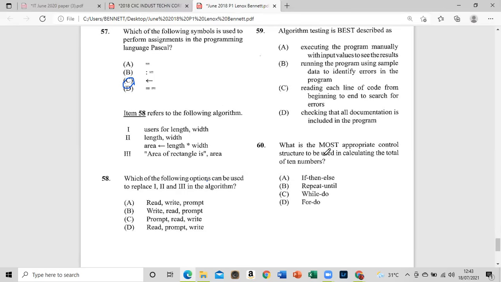All right. We're almost to the end. So we are at 58 now. Let's read. Which of the following options can be used to replace 1, 2, and 3 in the algorithm? Oh Lord.